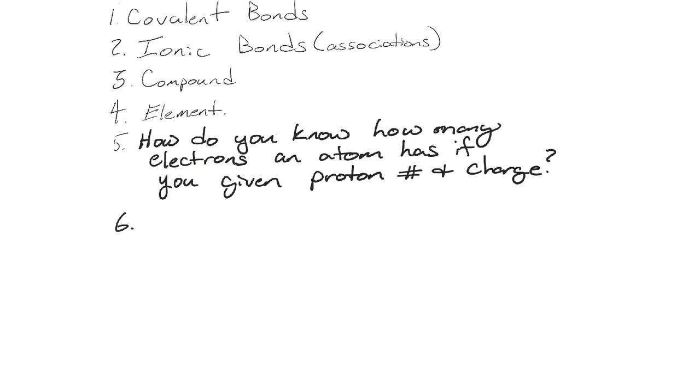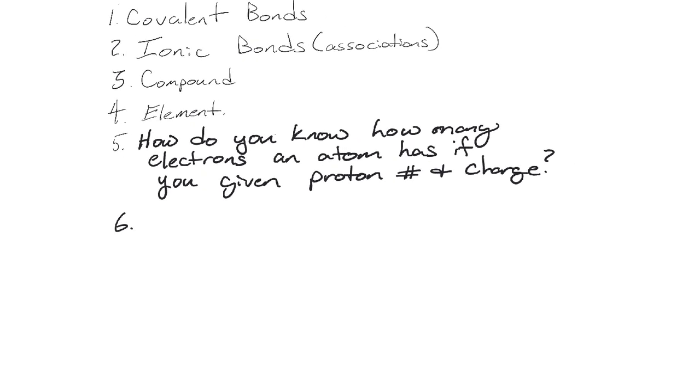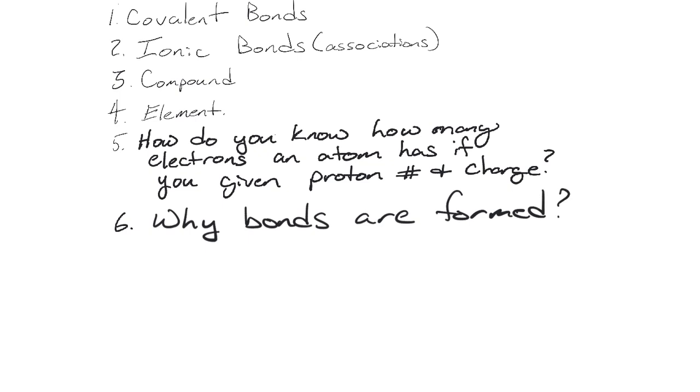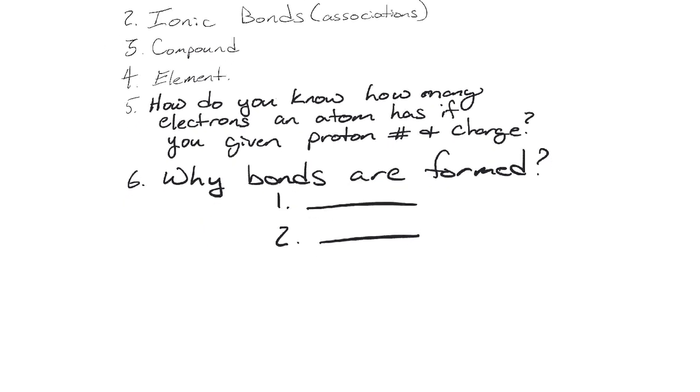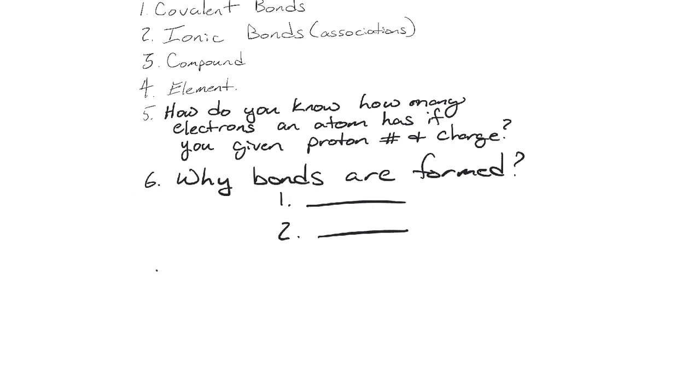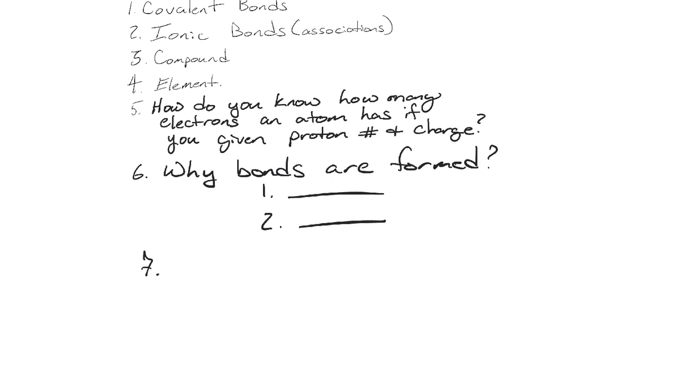So covalent bonds, ionic bonds, a compound, an element. Six, why bonds are formed. There's two rules: 1, 2, right? Seven. There's just going to be 10 cards. That's all we're going to have, just 10 cards. I think 10's reasonable, right? Is that a reasonable number? Okay, very good.